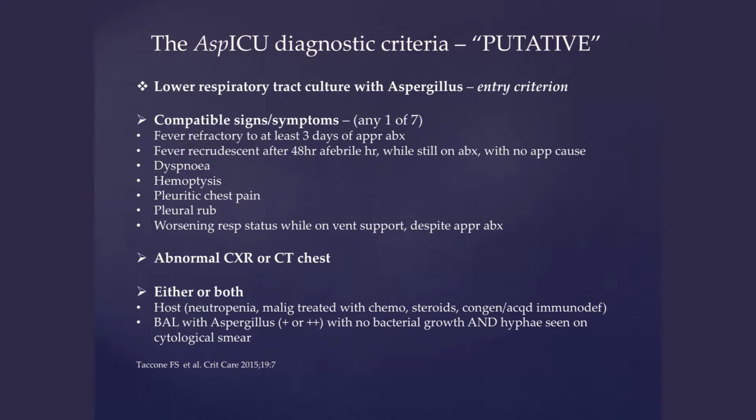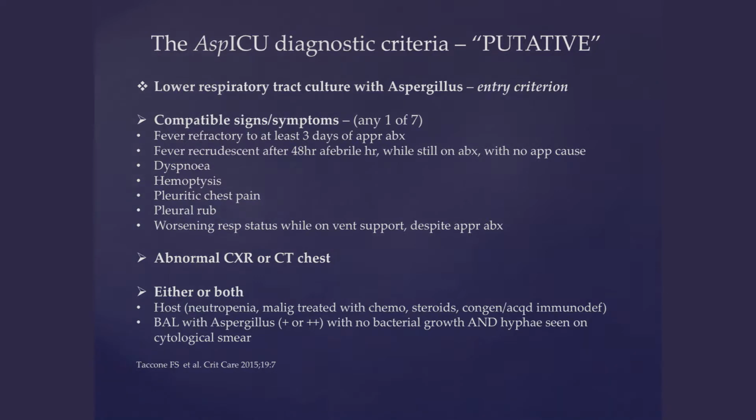Then for a clinical symptom, they define 7. Some of them are quite reasonable, like fever persisting despite 3 days of broad-spectrum antibiotics, or fever that is recrudescent after a 48-hour afebrile period, and then you have all the other things that we classically associate with pulmonary aspergillosis anyway, hemoptysis and pleuritic chest pain, right? And then for imaging, which as always is crucial, they have chosen to be rather lax, just any CT or chest X-ray abnormality. And finally, as a clincher, they again went back to basic microbiology. That means you must have good growth, 2+ or 3+ in BAL, you must see the hyphae on cytology or under direct exam, and you must not grow bacteria, of course.